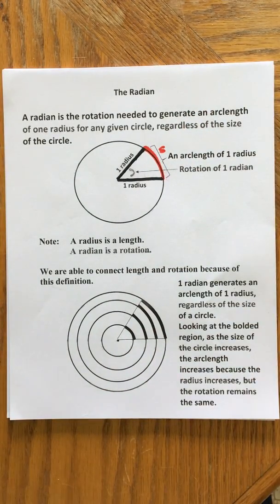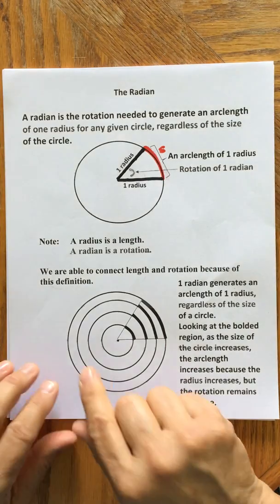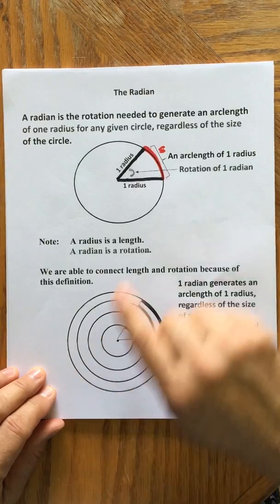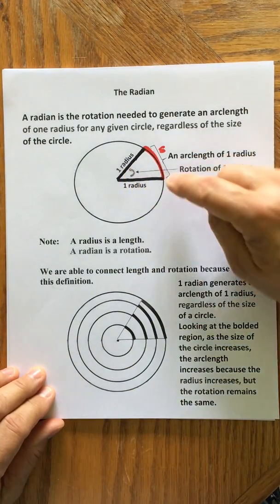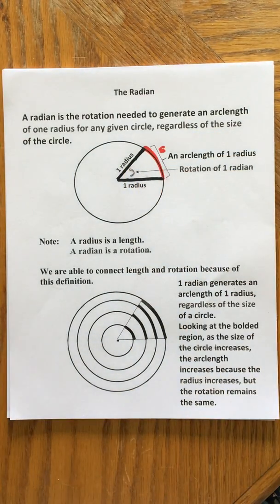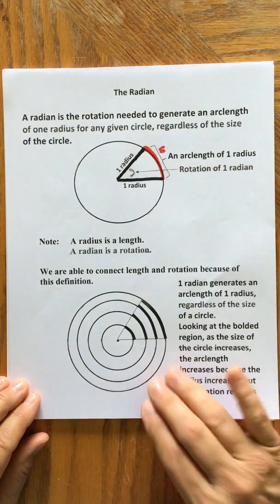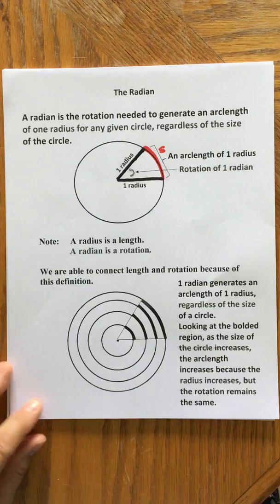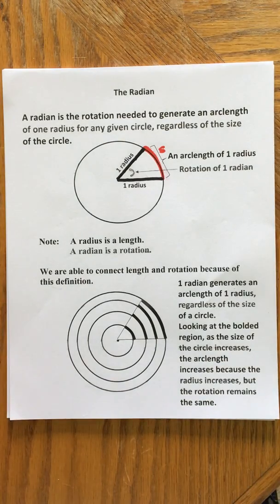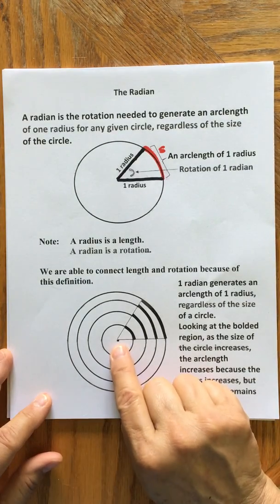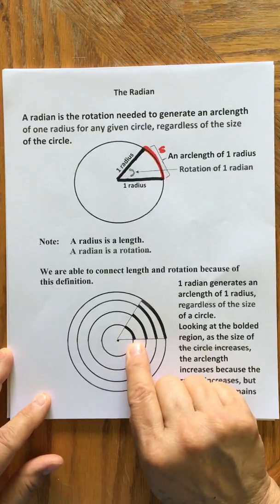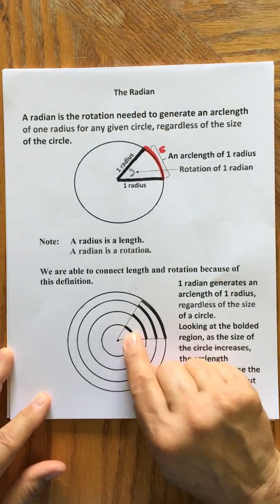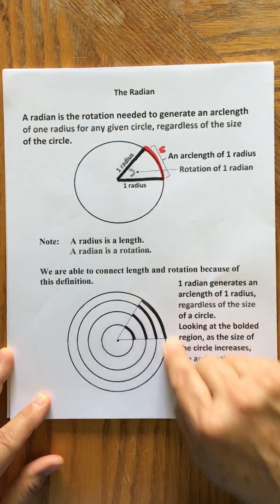So that definition is incredible. We talked about it before because it connects a length and a rotation. A radian is a rotation, an arc length is a length, a distance. And just to remind you, 1 radian generates different sized arc lengths depending on the size of the circle. Obviously a smaller circle has a smaller radius, so even though I sweep out 1 radian, I have a smaller arc length than the arc length on this outermost circle.